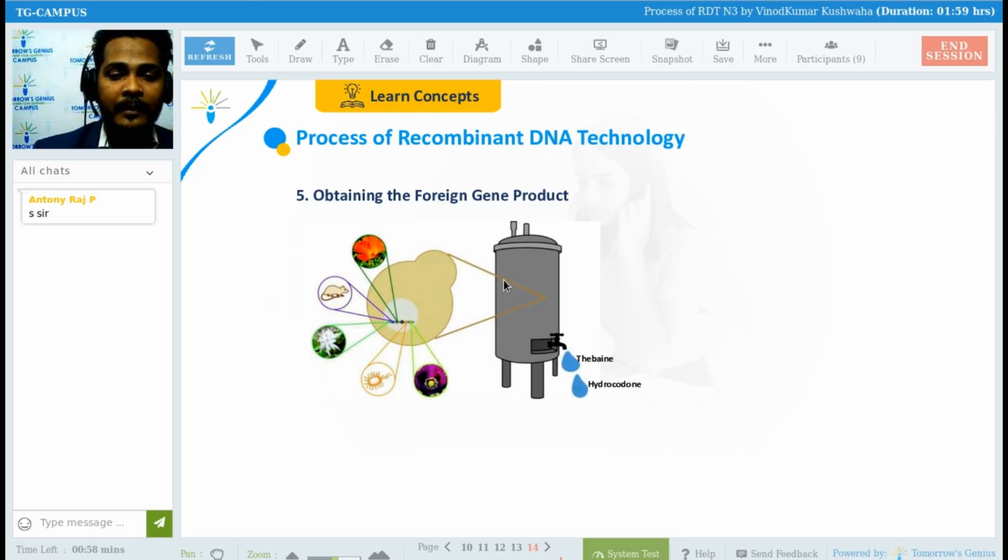So we will see after the break how to obtain the foreign gene product. Gene product means how to obtain insulin, proteins, and monoclonal antibodies after rDNA technology. So that we will see after the break.